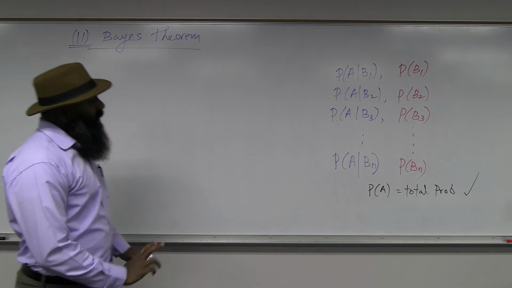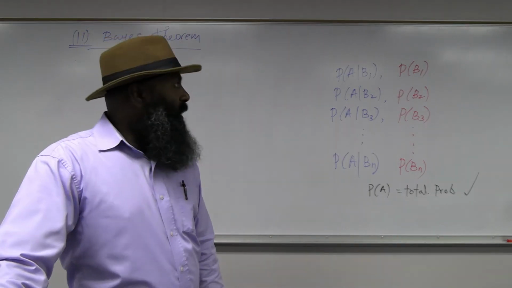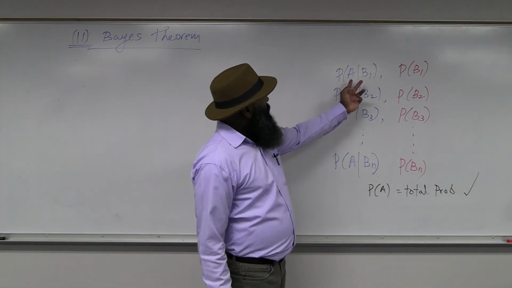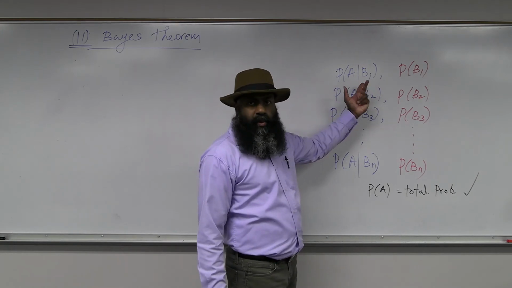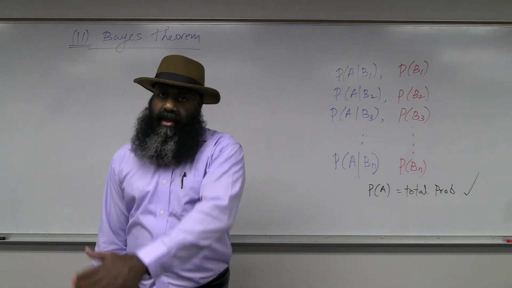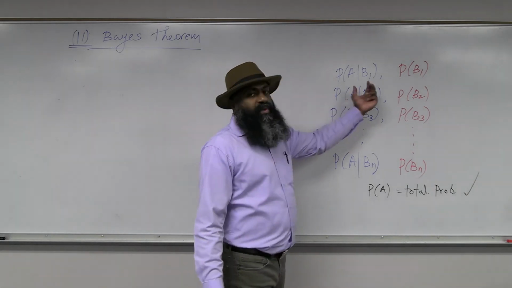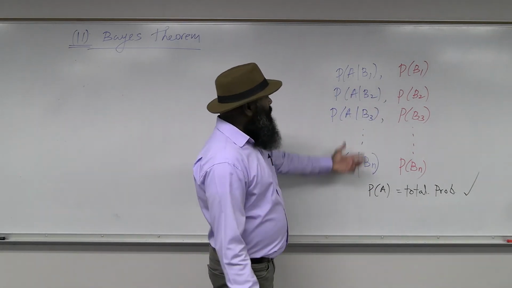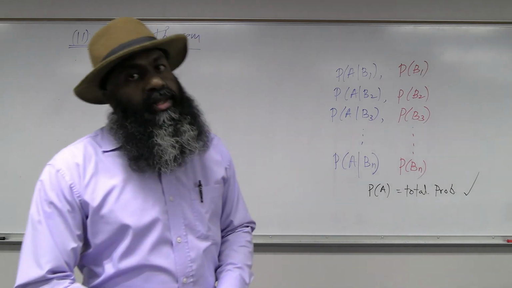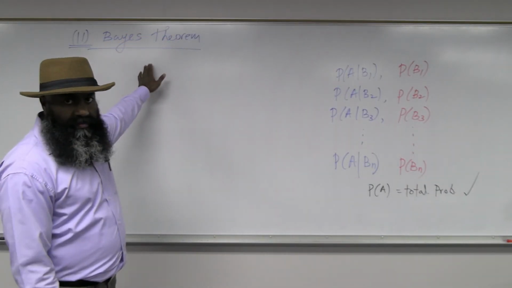Now there's one other probability, sometimes important. The other important probability is, is there a way I can flip these two? Say for example, I need probability of B1 given A. Can I find that? Probability of B2 given A. Probability of B3 given A, and so on. Well, there's an equation to figure out those probabilities. That equation is given by the Bayes theorem.